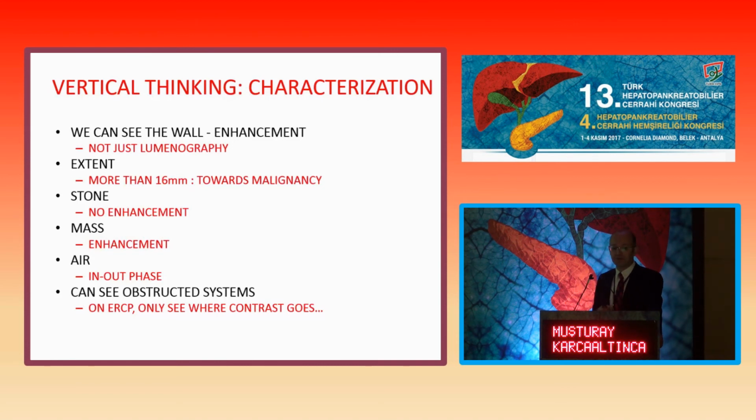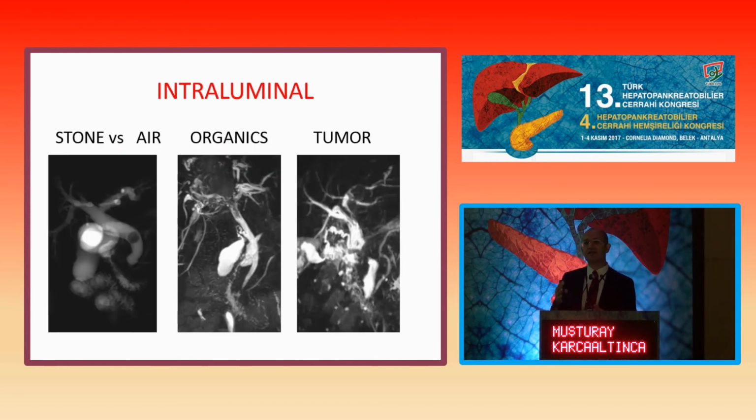So to make it simple, MRCP is not just a luminography. So we don't just see the lumen, but we can look at the wall of the biliary system. We can see the adjacent structures, and we can see if there's a stone or a mass, and also we can diagnose air within the biliary system. And also, the most important thing is we can see things that cannot be shown on ERCP. So a very nice example of a stone within the biliary system, and also we can differentiate stone from the air. And you can see that this is a hydatid cyst entering the common bile duct.